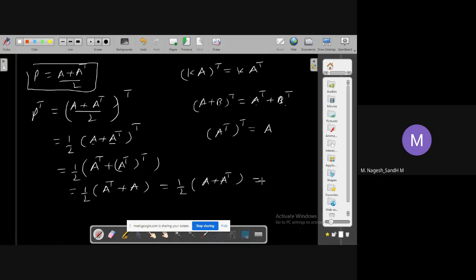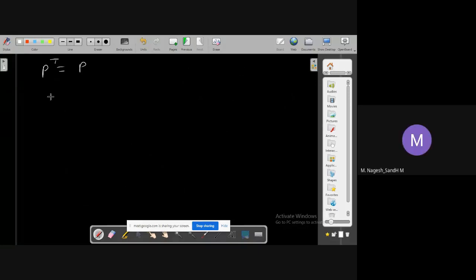Can anyone say what is this value? P, sir. So P is equal to P transpose. Yes, very good. You take P transpose, you get P again. Therefore, P is a symmetric matrix. Is there any rocket science behind this? No, sir. Next. Now come to Q.